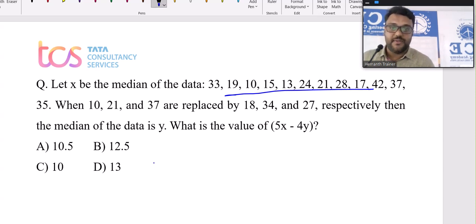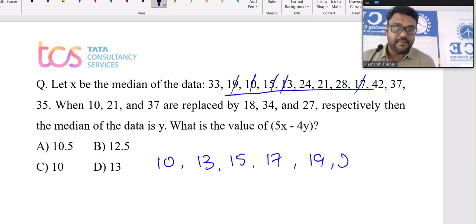Then what's the least value? 10. Then 13. Then 15. Then 17. Then 19. I'm just striking those off to avoid confusion. Then 20. Then 28. 33. 35.